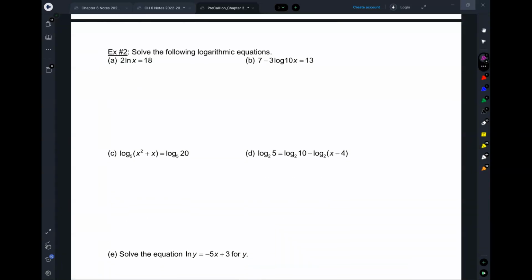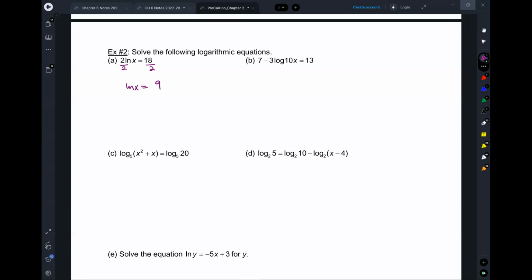Okay, so again, you have to look at: do you have a logarithm on one side or do you have a logarithm on both sides? In this case, you have it on one side. You first have to isolate the logarithm. So you get ln of x is equal to 9.